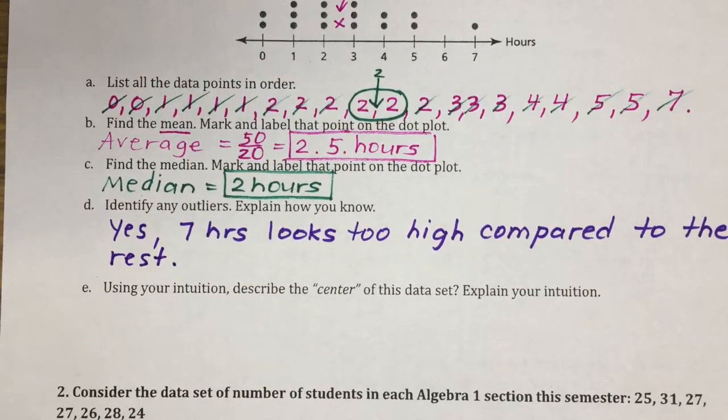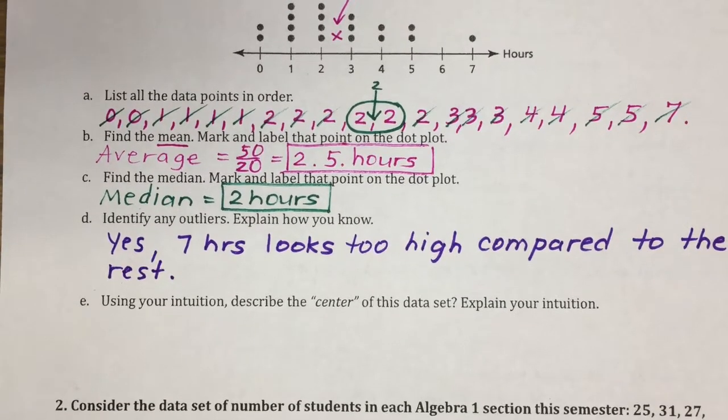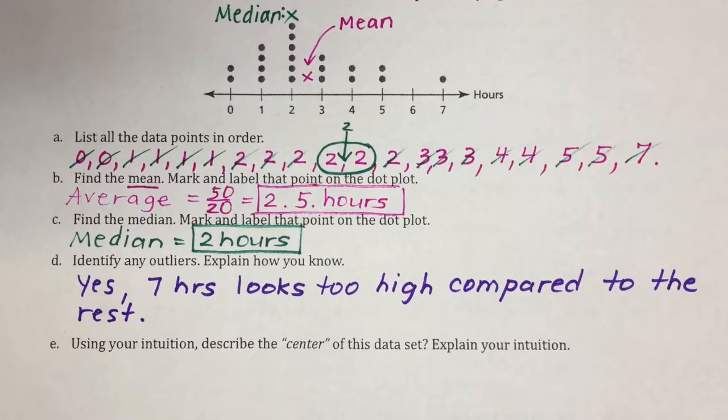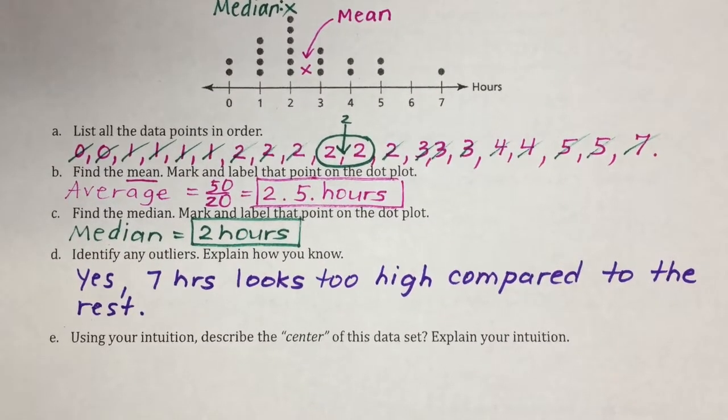Next, using your intuition, describe the center of this data set. Explain your intuition. What is intuition? That's like what you feel, what you think is the right answer, that you can just figure out. You don't need anyone to tell you a formal way. It's just your own thoughts. Well, let's look.